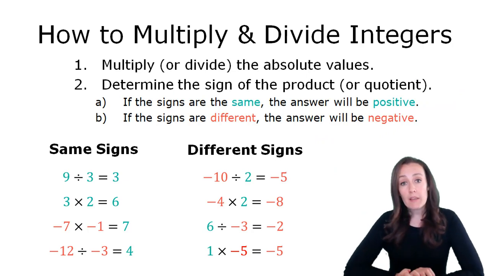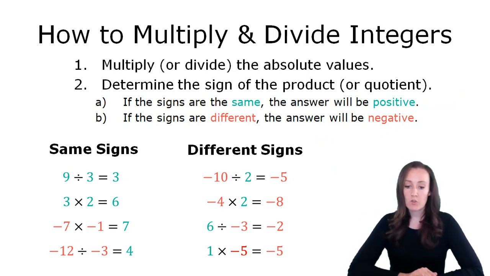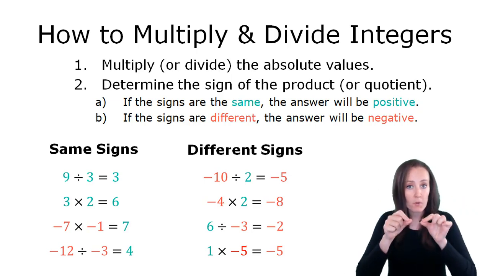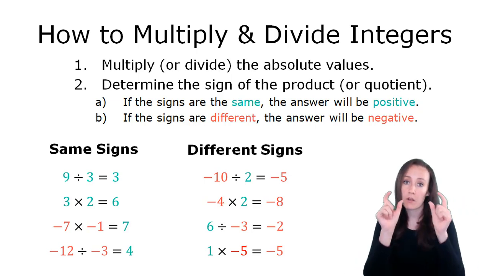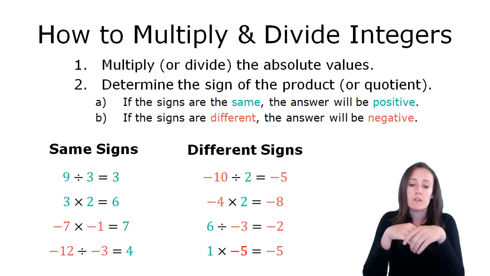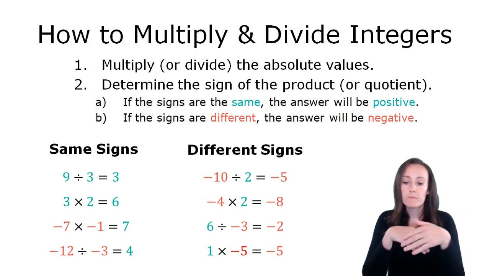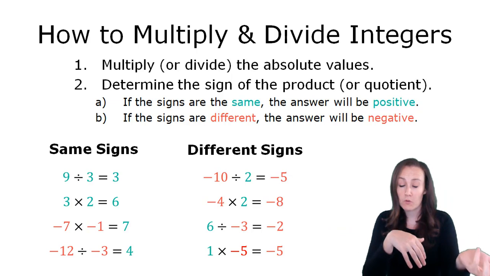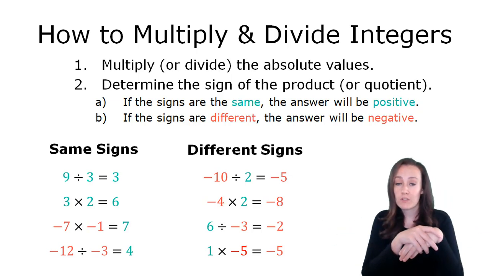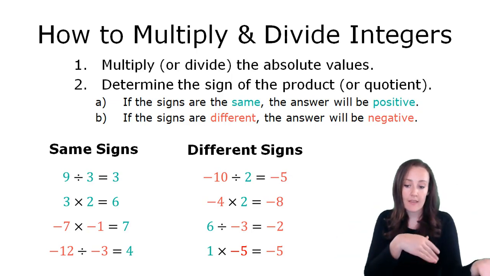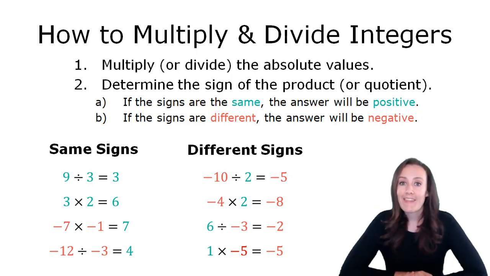So here's a summary of how to multiply and divide integers. Basically, you multiply or divide the absolute values of the numbers, so just the number parts, not worrying about the positives or negatives. You multiply or divide those, and then you determine the sign of the answer, whether it's a product or a quotient. Products are the answers to multiplication. Quotients are answers to division. And the way you determine that is if the signs are the same or if they're different. And that's how you multiply and divide integers.